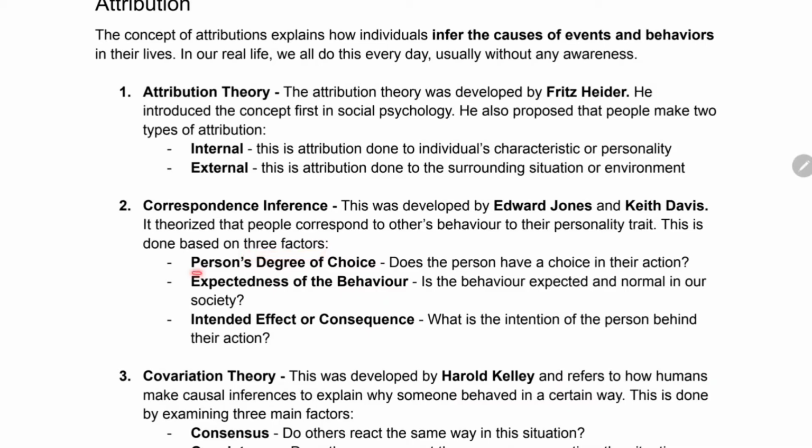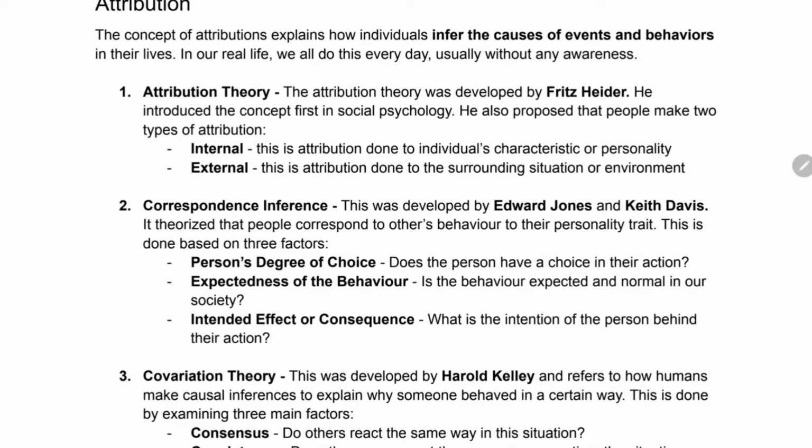First is the person's degree of choice. Does the person have a choice in their action? For example, we go to a restaurant and see that a lady standing at the door greets us with a big smile saying, "Welcome to the restaurant, we hope you have a great time." Does this mean she just always likes people and is always so nice and friendly? Then we realize that they are hired by the restaurant to do that. And now we can't make an inference anymore. We can't say that her actions are directly linked to her personality.